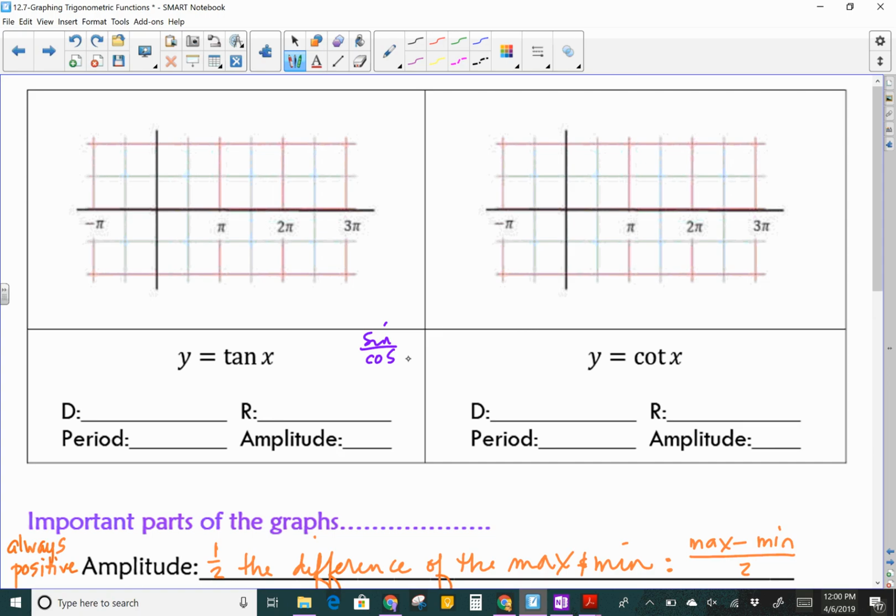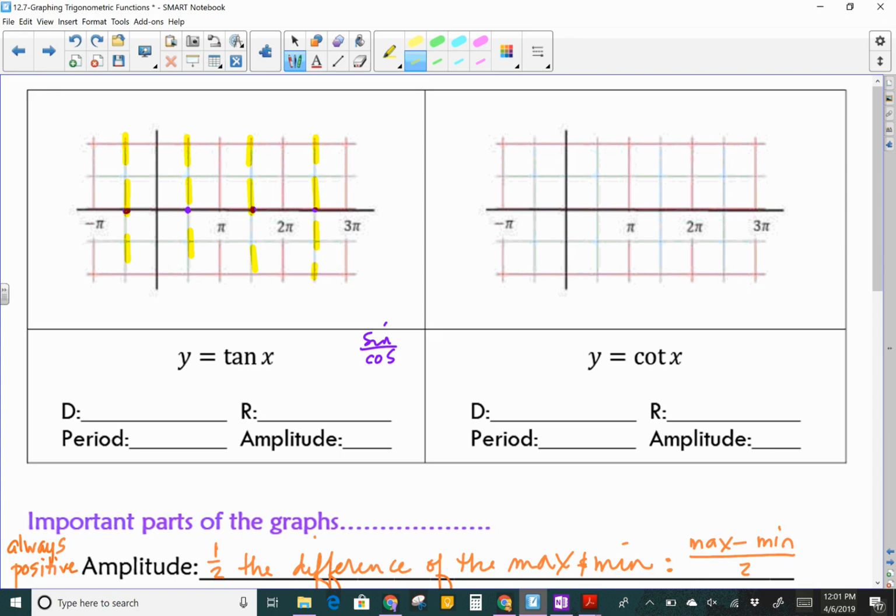Or I can think about, well, you don't want to think about the key points. You just need to know where those zeros are, where those asymptotes are. Okay? And so with the tangent function, we had them at halfway between the pi's. So this is where we have our asymptotes. So I'm going to go ahead and graph those, and then I'm going to help you understand where the rest of it comes from. So I have an asymptote here.